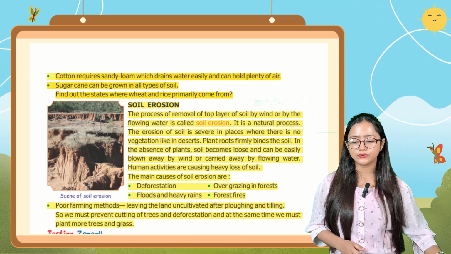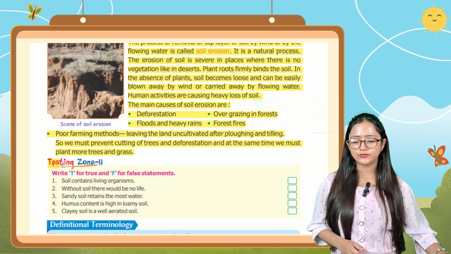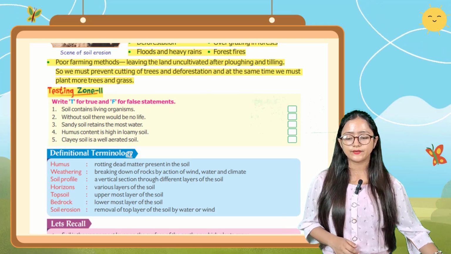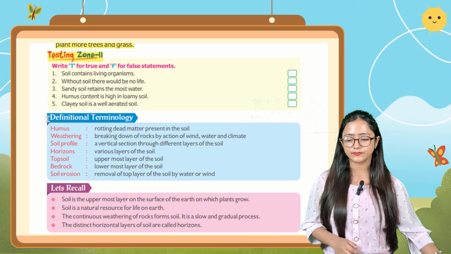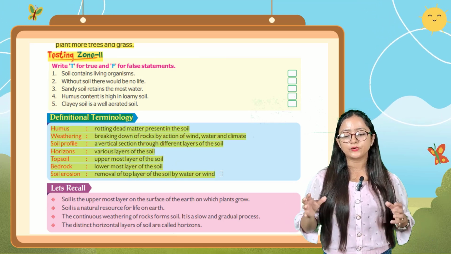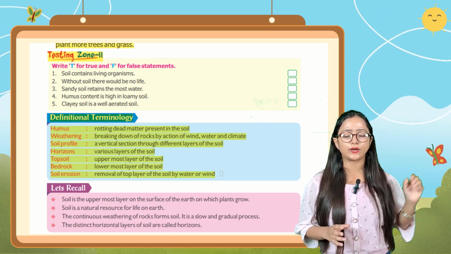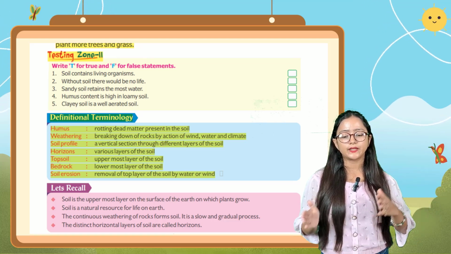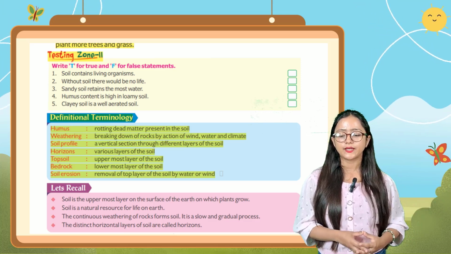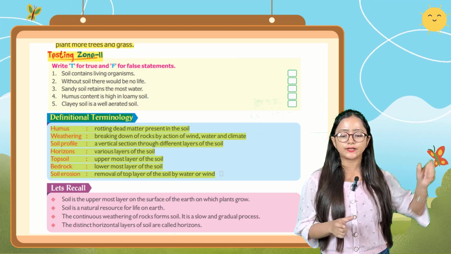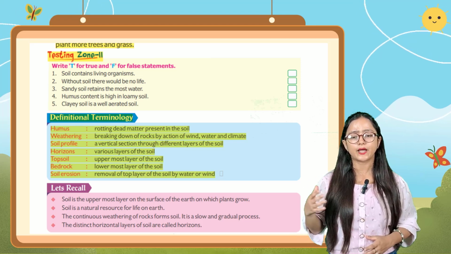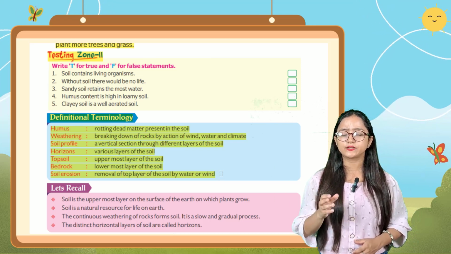Next is testing zone second. So this true and false you have to do by your own in this testing zone. Next one is definitional terminology. First point is humus, rotting dead matter present in the soil. Next, weathering, breaking down of rocks by the action of wind, water and climate. Next one, soil profile, a vertical section through different layers of the soil. Next, horizon, various layers of the soil.